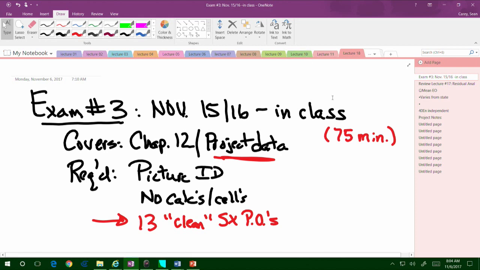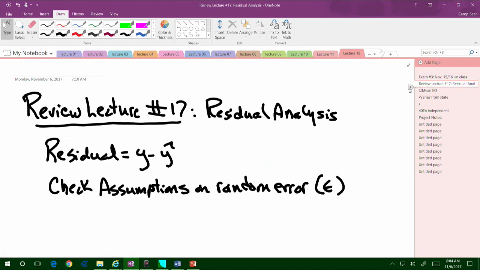All right, now let's do a review of last lecture. Last lecture, we got into residual analysis. And remember, a residual by definition is an error of prediction, the difference between an actual Y and a predicted Y.